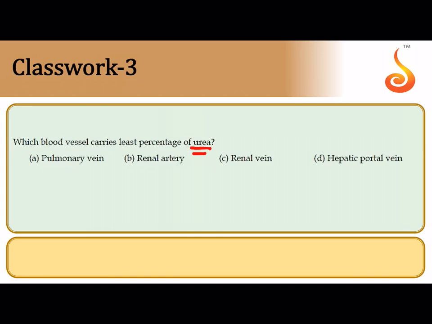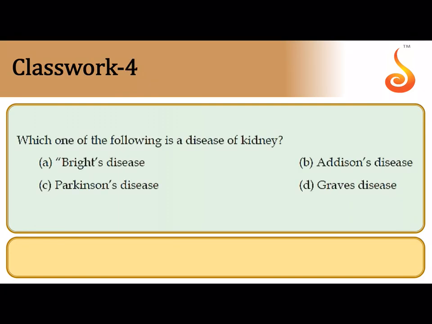Which blood vessel carries the least percentage of urea? So where does urea get removed? In the kidney. And which is the blood vessel which drains the blood from the kidney? The renal vein. So the blood coming out of the kidney is completely purified of urea, so it will have the least amount of urea in it. Which one of the following is a disease of the kidney? Bright's disease. Now, Bright's disease is today referred to as glomerulonephritis.